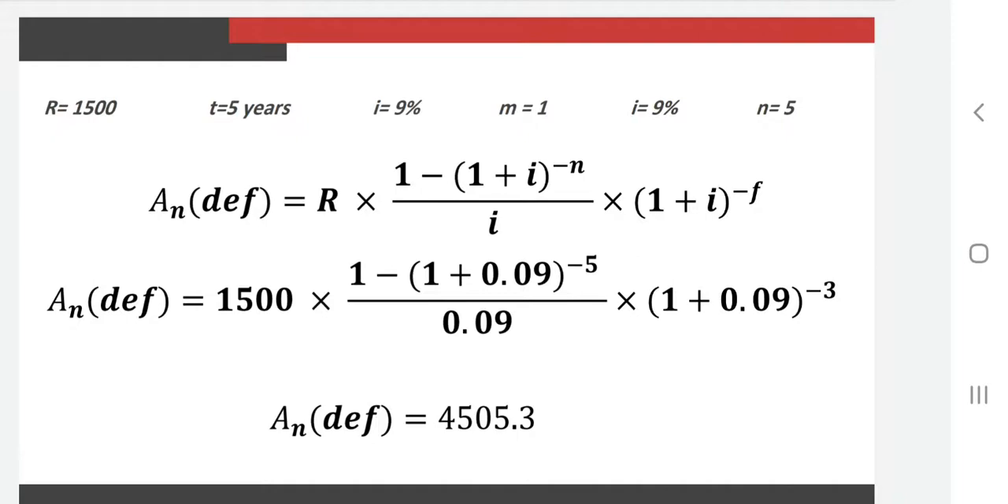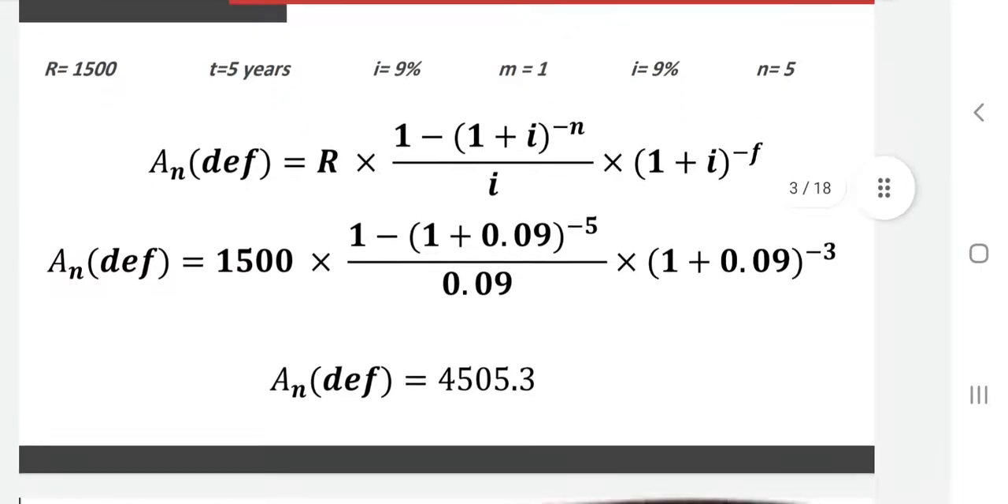By substituting in the formula of A sub N deferred, A sub N deferred equals R times 1 minus 1 plus I to the power negative N over I, times 1 plus I to the power negative F. Another formula: A sub N deferred equals A sub N times 1 plus I to the power negative N. By substituting for R equal 1,500, for I equal 9%, for M equal 1, and for J equal 9%, and N equal 5, A sub N deferred will be equal to 4,505.3.